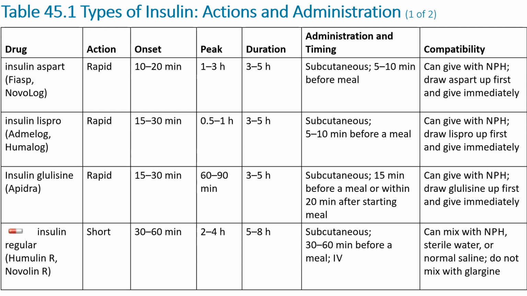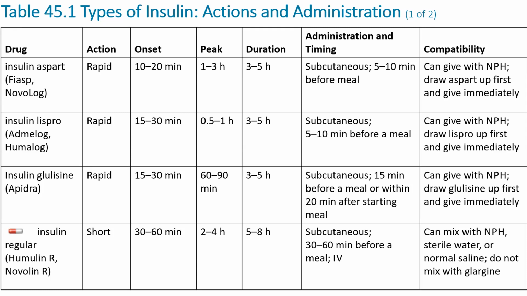Now, this slide provides not just the administration and timing, but also the compatibility. For example, the insulin Aspart, which is rapid, has an onset of 10 to 20 minutes. Even with the rapid, different types of insulin, we'll find some tiny or minor differences among these medications, even though they are listed as rapid.